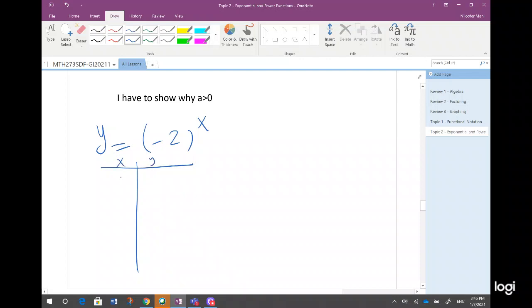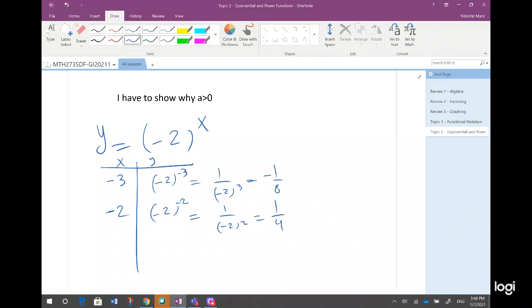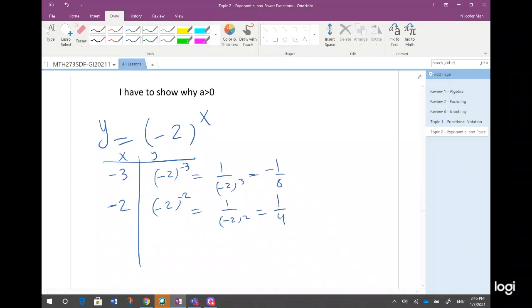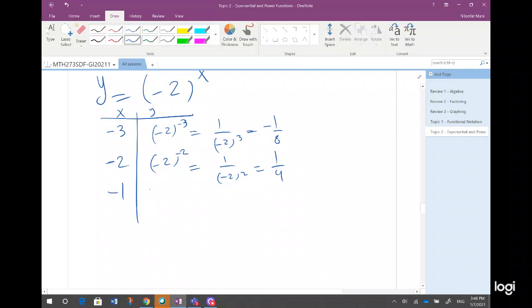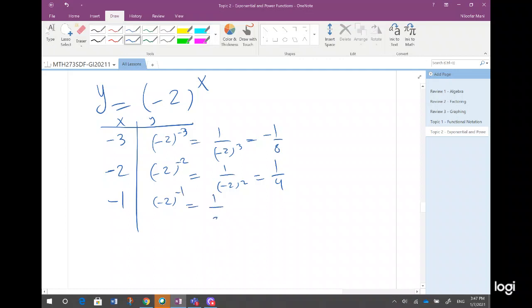X and y, for example, if x is minus 3, so it's minus 2 power minus 3, which is 1 over minus 2 power 3, which is minus 1 over 8. How about minus 2? Minus 2 power minus 2, which is 1 over minus 2 power 2, which is 1 over 4. See, it jumps from negative to positive. Yes, I know, it's 1 over 8 and then 1 over 4, but it jumps from negative to positive. So how about minus 1? Minus 2 power minus 1, which is 1 over minus 2, which is, see, again negative.